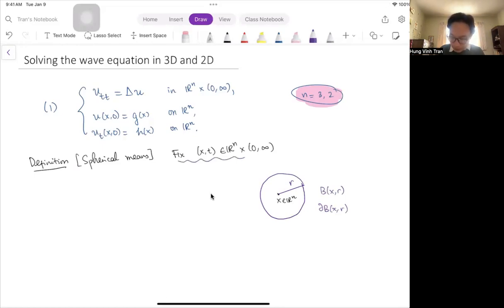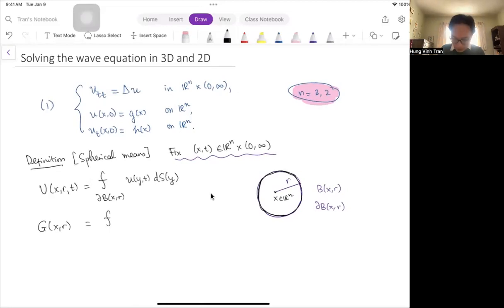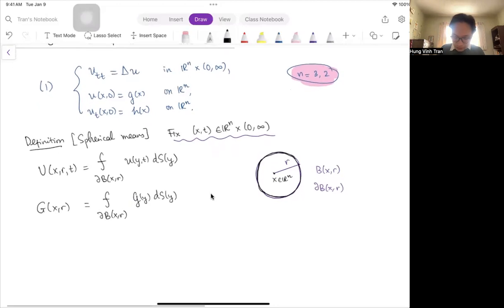Remember that the key point here is that x and t are fixed. And we set capital U(x,r,t) to be the average of the integral on the sphere of center x, radius r of u(y,t) dS(y). So we are taking the average of the integral on the sphere that I'm highlighting now. And similarly for the initial conditions, I denote by G(x,r), because there's no t, the average of the integral on the sphere of center x, radius r of g(y) dS(y), and H(x,r), the average on the sphere of h.